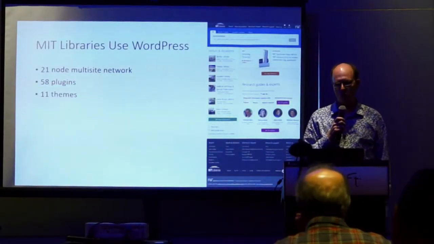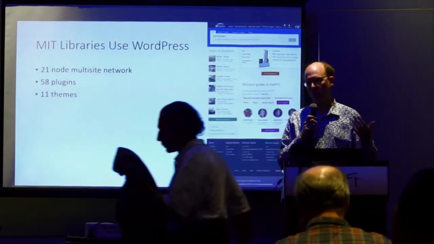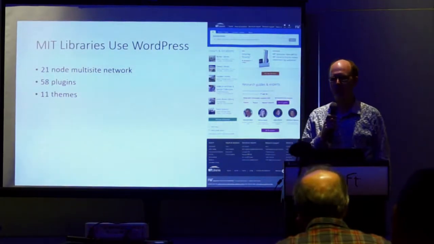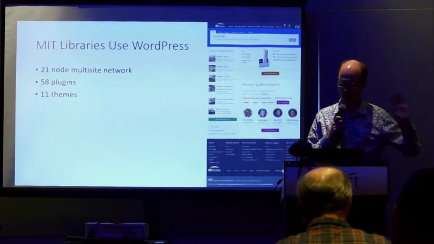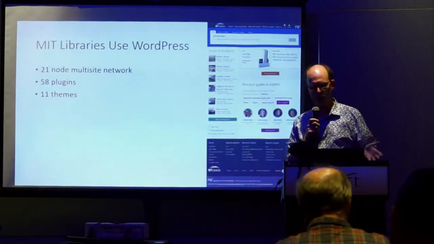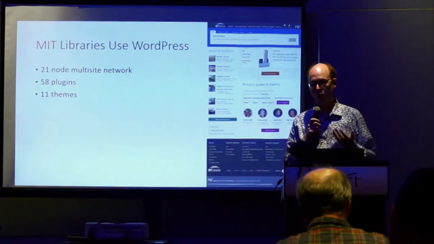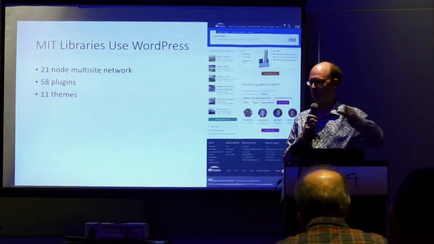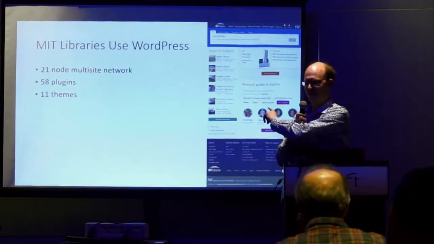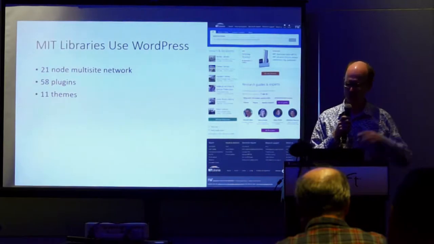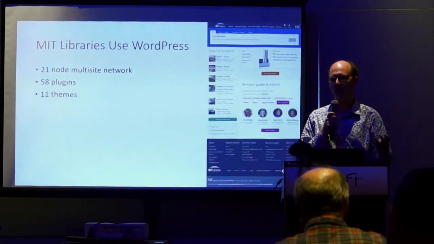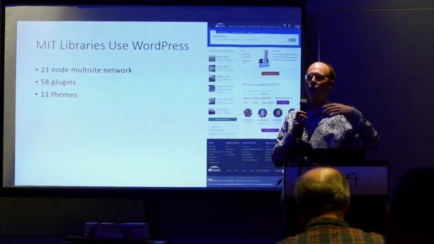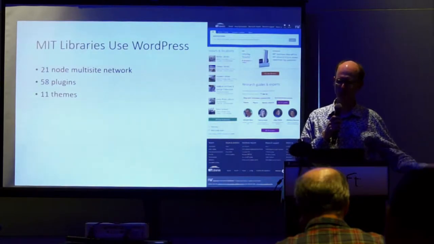So the MIT libraries use WordPress to power our public-facing website. If you go to libraries.mit.edu, provided you don't go like 34 clicks in, you will be on a WordPress site. We have some scary things lurking deep down, but by and large, it's a WordPress network. It's a multi-site network with about 21 different sites on the network. We have 58 plugins across 21 sites because lots of different people would hire a developer and they would come in and use their favorite plugins and somebody else would come in and use their favorite plugins. We are trying to get down to lower than 58.